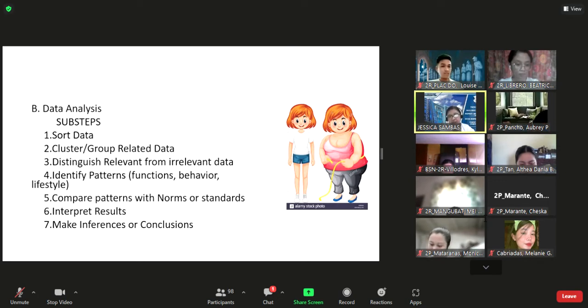Now, after determining those relevant data, you are now going to identify patterns. So, what do you think is the pattern that is present on this data that I have gathered? Well, does this have something to do with lifestyle ba ang problema? Will it have something to do with behavior ba ng pasyente ang problema nito? Or there is problem in terms of function of the family? So, yun po yung titingnan natin.